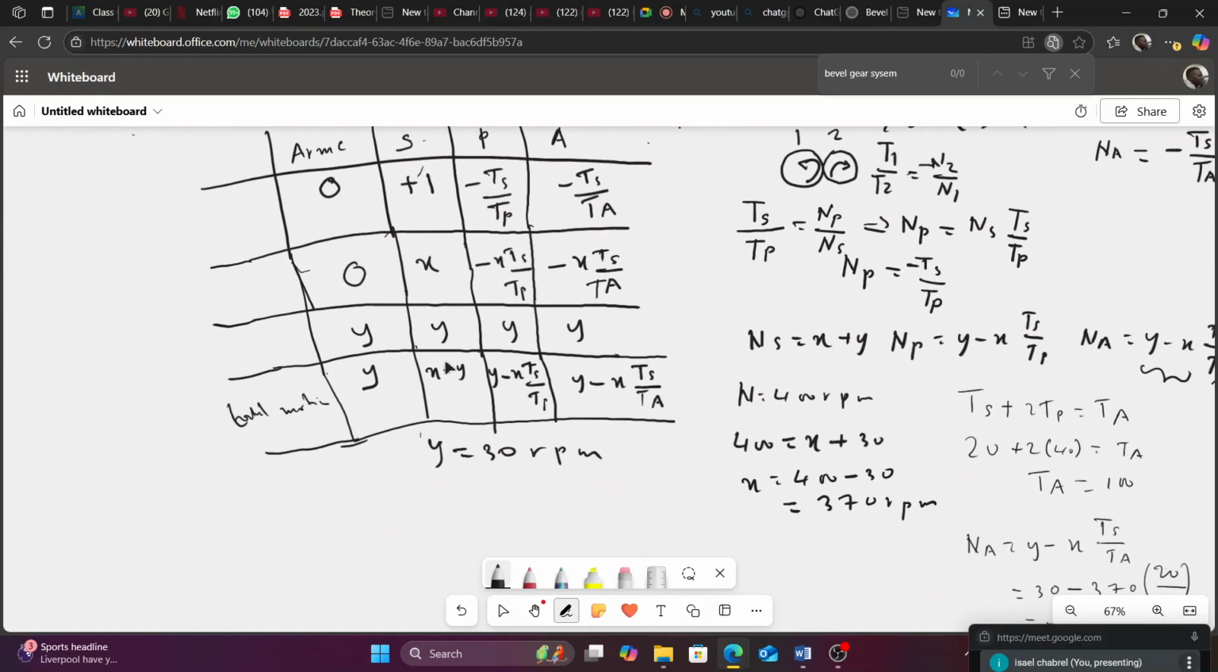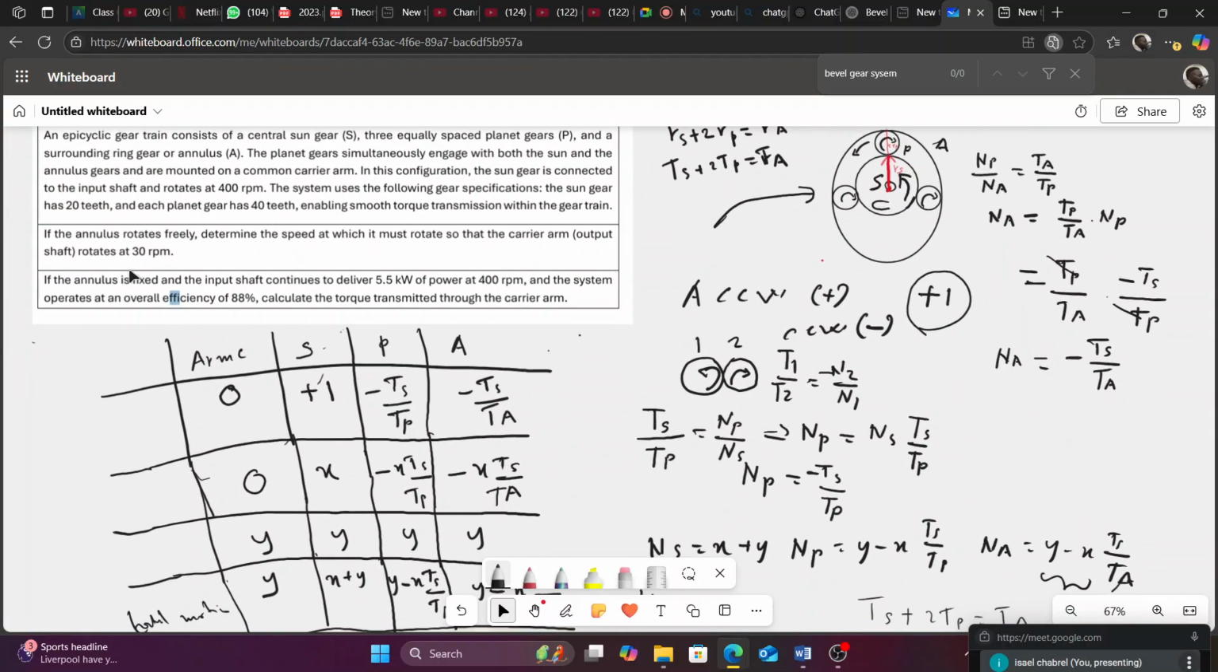So what is next here, guys? The next thing they said, if the annulus is fixed, what if this thing is fixed?